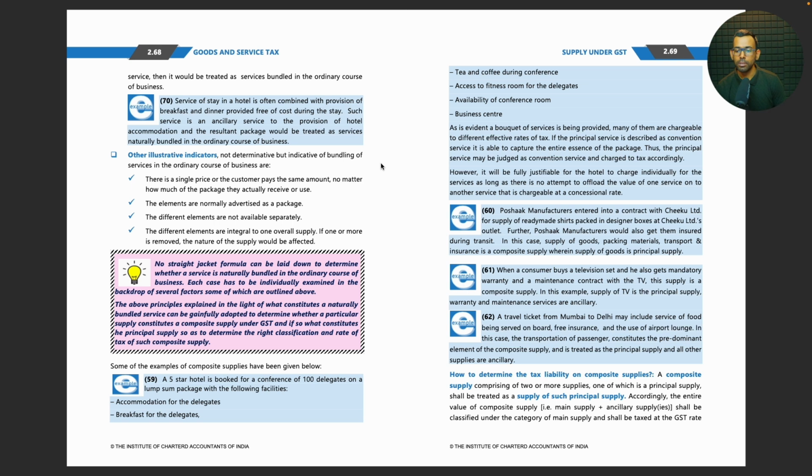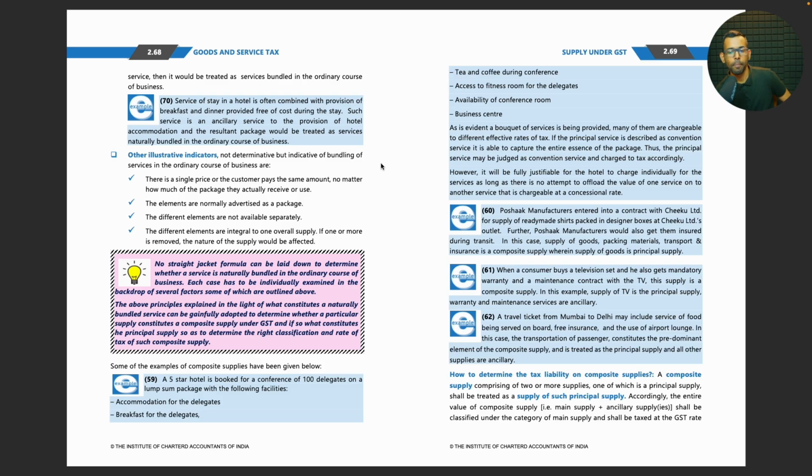Poshak manufacturers entered into a contract with Chiku Limited for supply of ready-made shirts packed in designer boxes at Chiku Limited's outlet. Further, Poshak manufacturers would also get them insured during transit. In this case, supply of goods, packing materials, transport insurance is a composite supply wherein supply of goods is the principal supply.